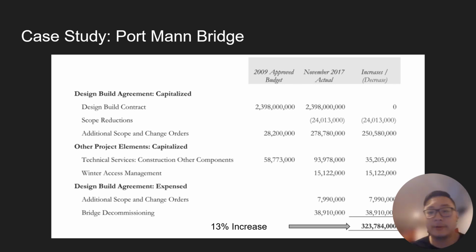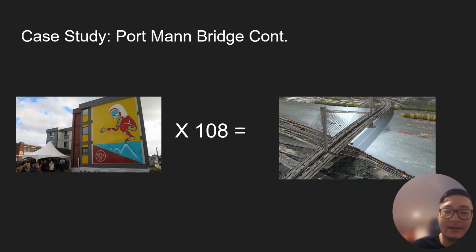According to the provincial report, the Port Mann Bridge is facing a 13% surplus on cost when you compare its 2009 budget versus the 2017 one, and that is $323 million. You might say, okay, 13% is not that much. Let's put that into perspective.